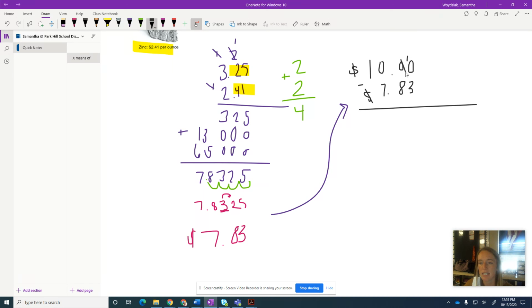So I go ahead and make this a 10. I have to borrow. So this is going to become a 0. This 0 is becoming a 9. This 0 is going to become a 9. And we know that this one's a 10. So 10 minus 3 is 7. 9 minus 8 is 1. I bring down my decimal point since we're subtracting. 9 minus 7 is 2. So what this shows me is that this teacher spent $7.83. They used a $10 bill to pay, and they got $2.17 back.